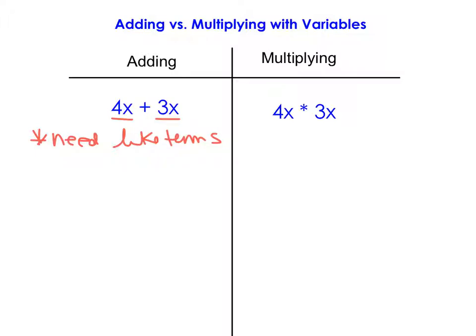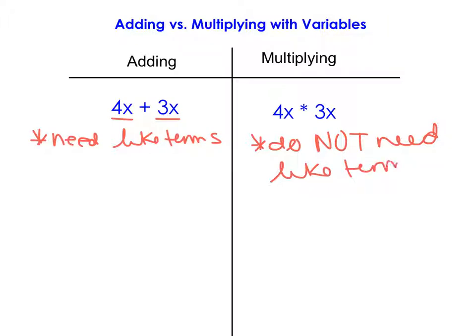Now when we're multiplying with variables, this isn't necessarily the case. We do not need like terms. So when we're adding, we need them to have matching variable pieces. When we're multiplying, we do not.